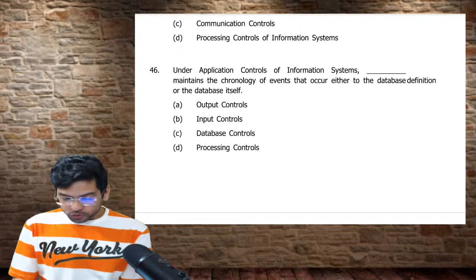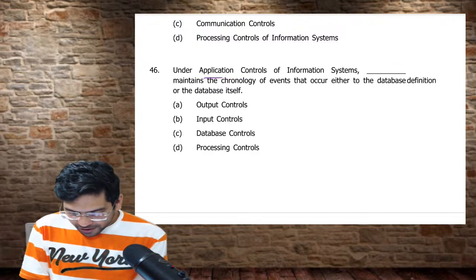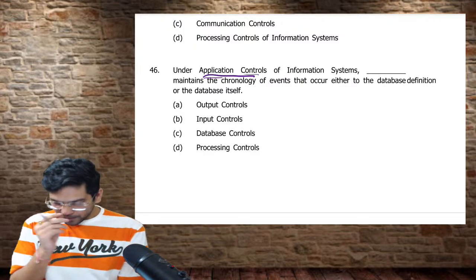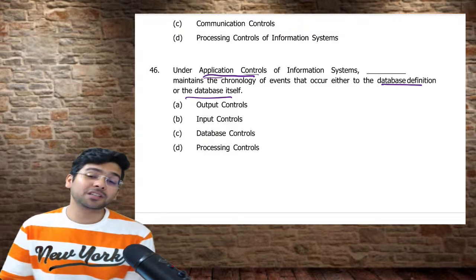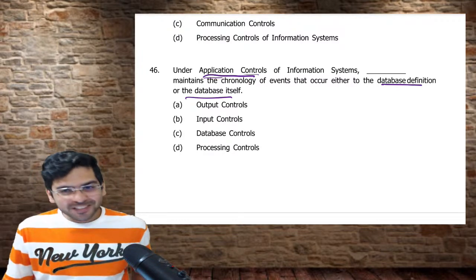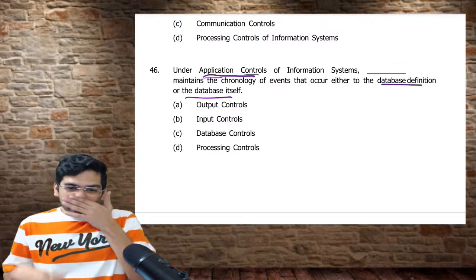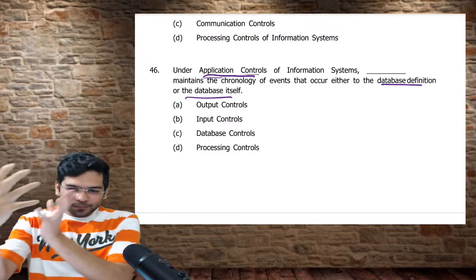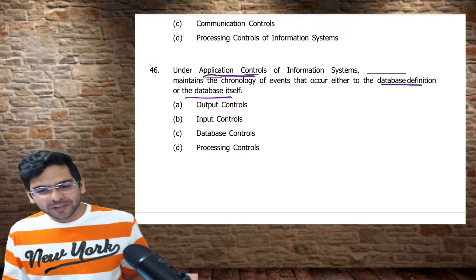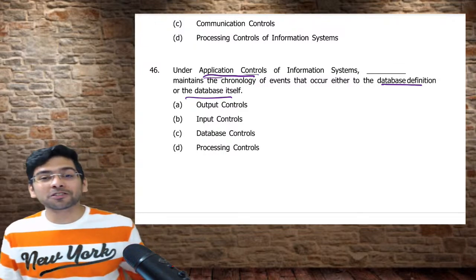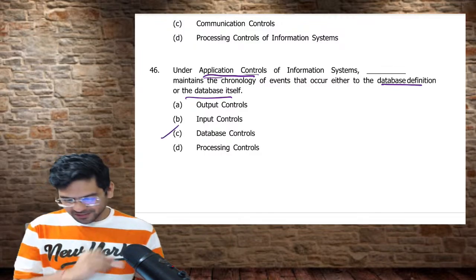Okay, question 46. Under application controls of information system, again we have a question on application controls. Under application controls, dash maintains a chronology of events that occur either to the database definition or the database itself. Again, this is a very obvious, easy to answer question. I want answers from you guys. What is going to be the correct answer? The answer is C. The database control is responsible for maintaining the chronology of events that occur to the database definition or the database itself. Yes, it's a very obvious question.